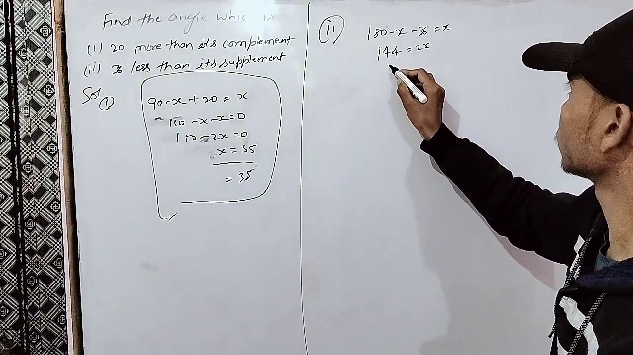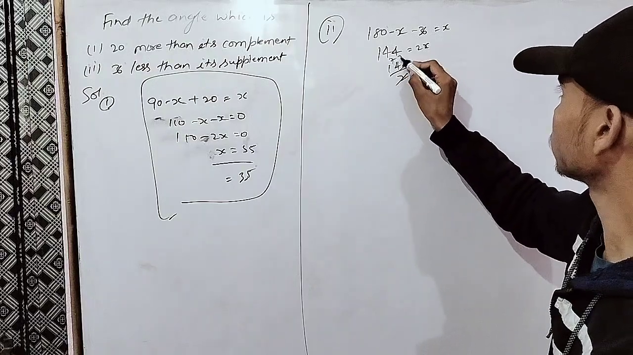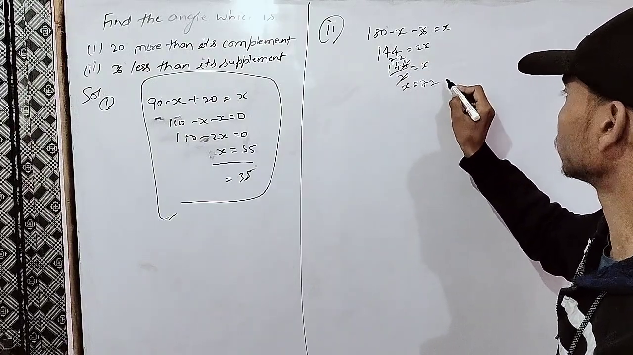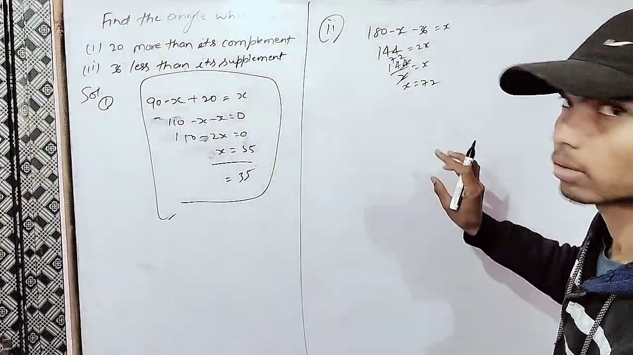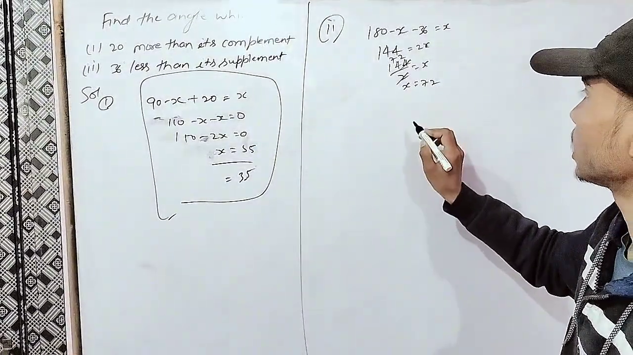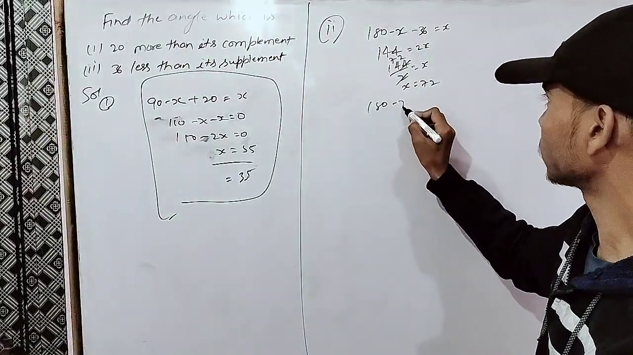2x equals 144, so x is equal to 72. This is the first value, the first angle. Second would be how much? Just 180 minus 72.